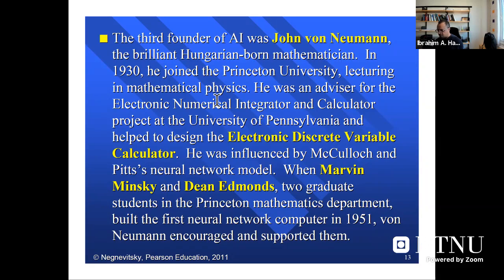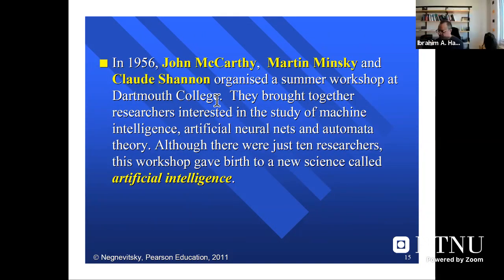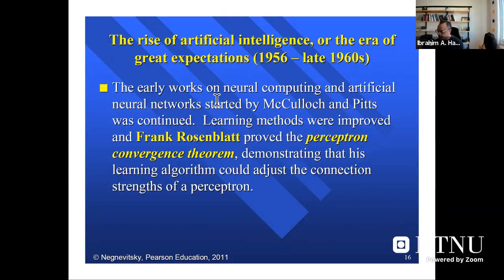It's historical stuff. They made a summer school, and they held a conference or a workshop in 1951, I guess. And from that time they said, okay, maybe this is the official birth of artificial intelligence. So it's a huge history behind artificial intelligence. From 1956 to 1960 was the rise of artificial intelligence, the era of great expectations, in fact. The early work in neural computing and artificial neural networks started by McCulloch and Pitts was continued.